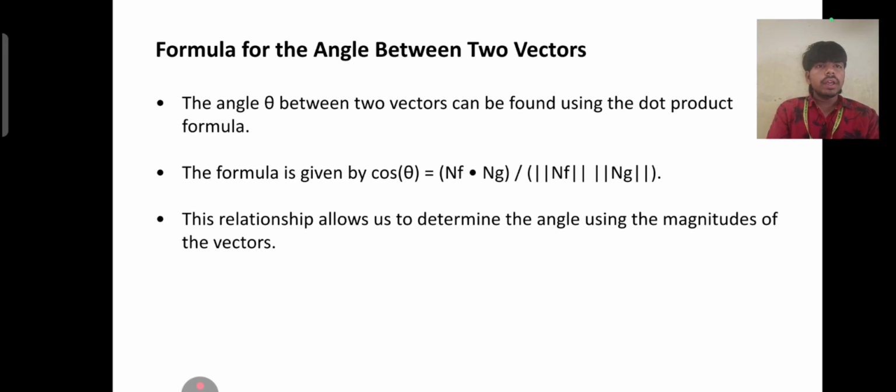Formula for the angle between two vectors. The angle between two vectors can be found using the dot product formula. The formula is given by cos θ = (nf · ng) / (|nf| |ng|). This relationship allows us to determine the angle using the magnitudes of the vectors.